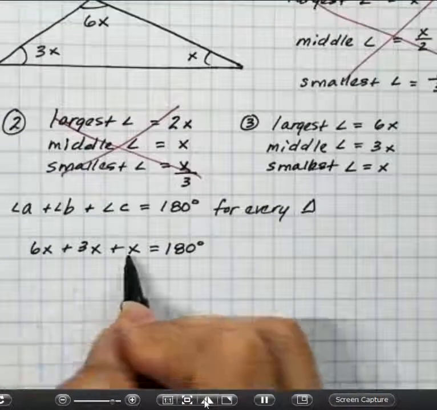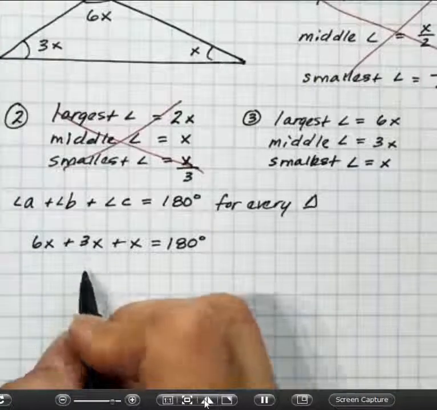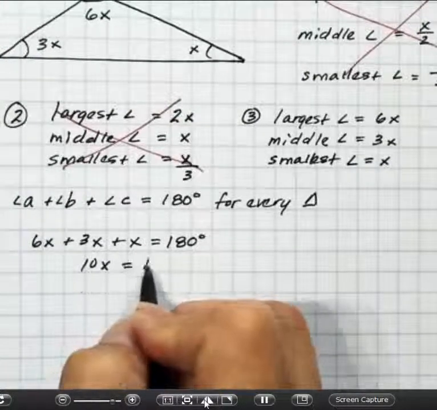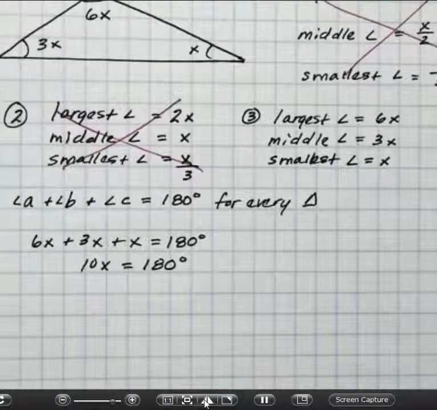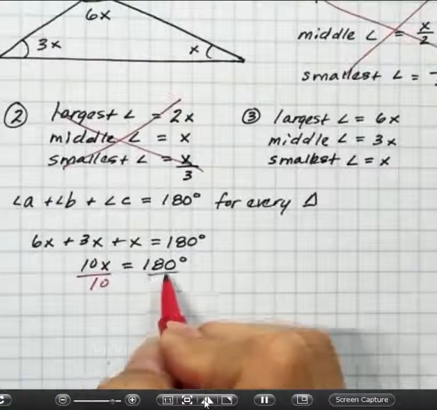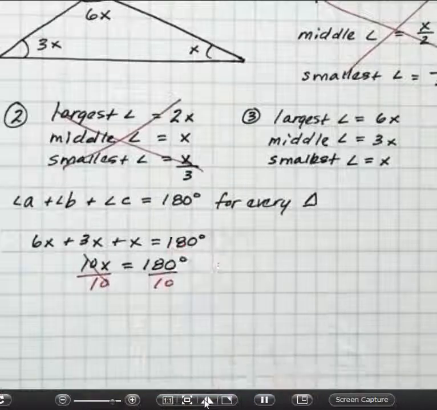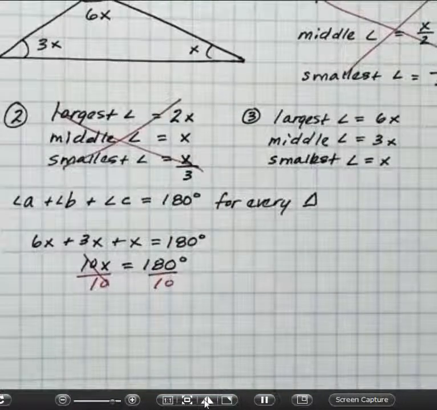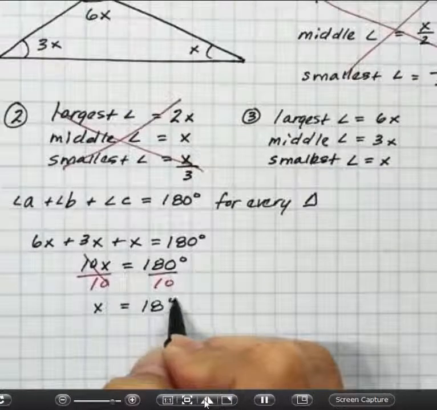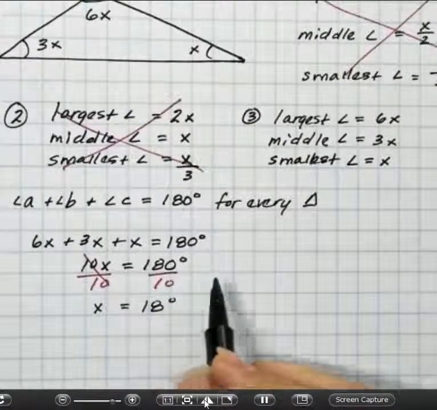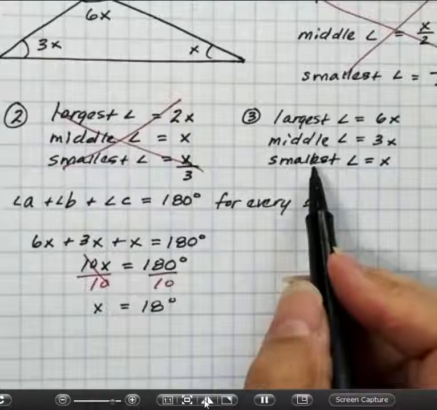Add up all your like terms, and we end up with 10x equals 180 degrees. Divide both sides by 10. That gets rid of the coefficient in front of your x, and we're left with x equals 18 degrees. And what is x representing? Well, x is my smallest angle.